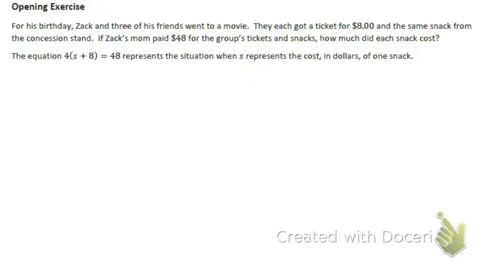So, real quick, let's just summarize the main part of that. Zach and three of his friends, right? So 4 people total. They went to a movie. They got a ticket for $8 and the same snack. Do you know how much the snack is right now? No, we don't. We don't know how much the snack costs, and that's actually what they want us to figure out. But we also know that Zach's mom paid $48 for everybody. That means for all four people, it costs $48.